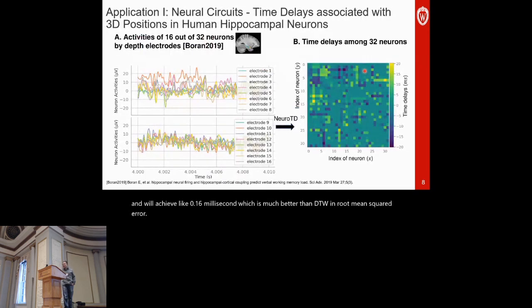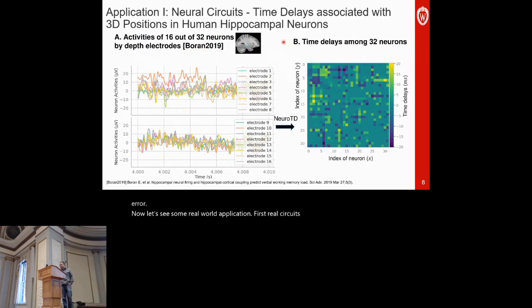Now let's see some real-world applications. First, neural circuits in the human brain. On the left, we show the time series data recorded by depth electrodes in human hippocampus. Here, we only show part of the data. We only show 10 milliseconds, although the recording may be hours, and we only show 16 neurons. Remember, those neurons are at different positions of the brain.